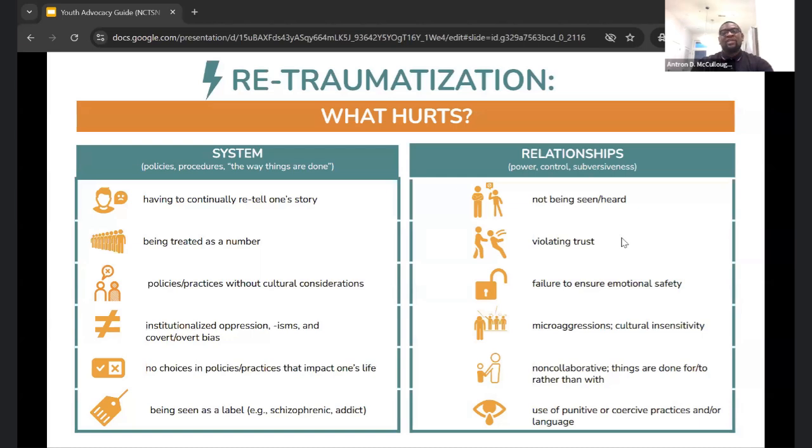On this slide, we have adapted a chart created by the Institute of Trauma and Trauma-Informed Care containing system and relationship dynamics that are often experienced as being re-traumatizing. As we do our advocacy work, it is critical to remain attuned to these themes as it informs what we are looking for when we notice problems and devise policy solutions to propose.